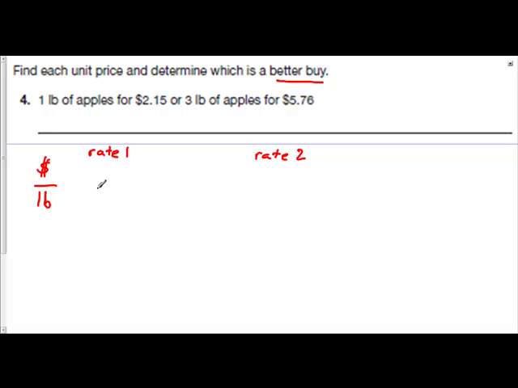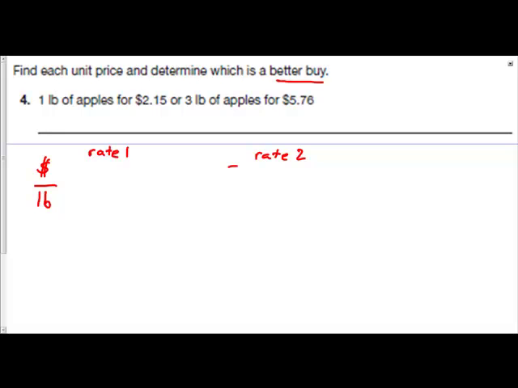Which one is cheaper? Why did I write dollars to pounds? Well, because it doesn't want to know how much for $1. It wants to know how much for 1 pound. That's the unit rate. Usually you buy things by the pound, not by the dollar. You could do it the other way, but the math is a little harder. I'll go ahead and show you both ways, but let me show you this way first.